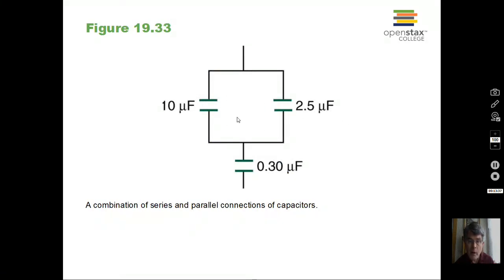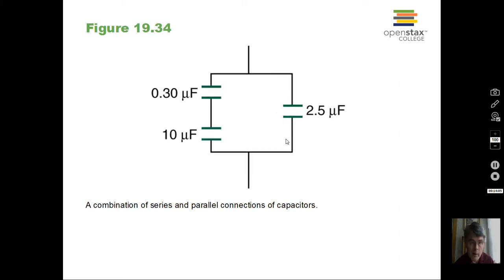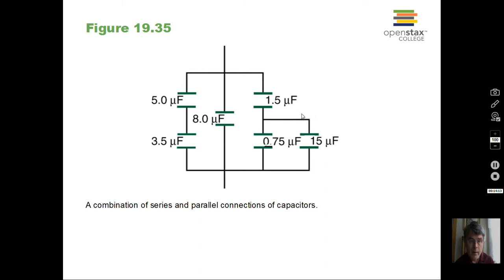What would you do here in simplifying this circuit if I want to find a single equivalent capacitance? Would you do a parallel calculation first or a series calculation? You cannot do a series calculation. The 10 is not in series with the 0.3, not in a simple series. You have to do this parallel calculation first. So you get 12.5 as the equivalent parallel capacitance, and then you would do the calculation with the 0.3 in series with it. Here, again, you have to do the series first, get an equivalent capacitance here, and then do the parallel calculation. For this one, a little bit more complicated, but you'd go step by step.